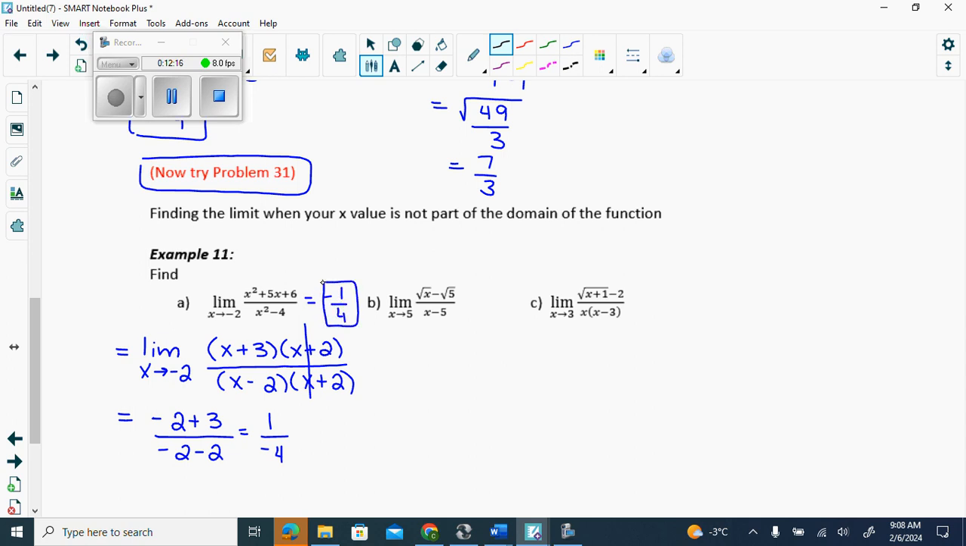That point doesn't actually exist, but that's what it approaches. So that point does not exist, but the limit is not actually what the value is. The limit is from the left, from the right, it's approaching -1/4. Okay?